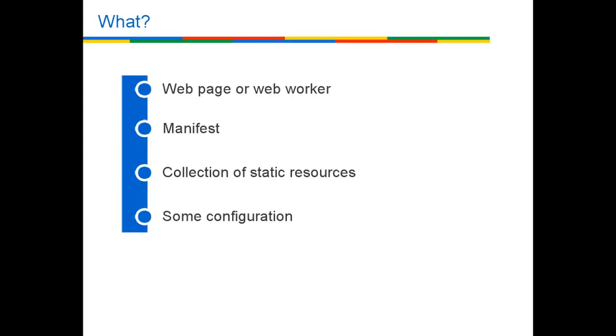So what is an application cache? It consists of a web page, or alternatively a JavaScript web worker can also be a starting point for these. And that web page points to a manifest, which has a collection of static resources. Presumably, the static resources will be referred to in the page somewhere, possibly dynamically. And the cache also has some miscellaneous configuration information associated with it.